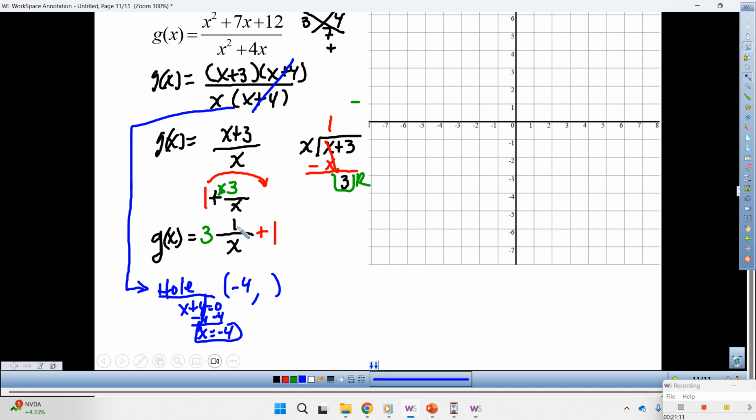And then I'm going to use this new one, which is g of x equals 3 times 1 over x plus 1. But instead of x, I'm going to write what? Negative 4. So 3 times 1 over negative 4 is 3/4, and it's a negative. Plus 1. What is 1 minus 3/4, everyone? 1 minus 3/4 is, Elijah? 1/4, yeah, 1/4.